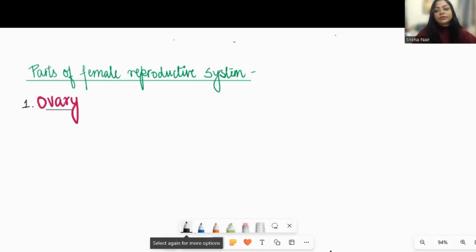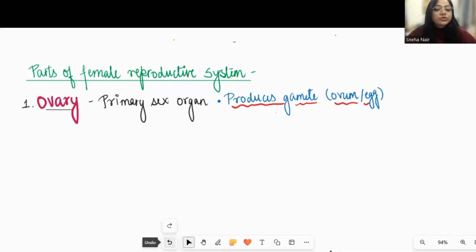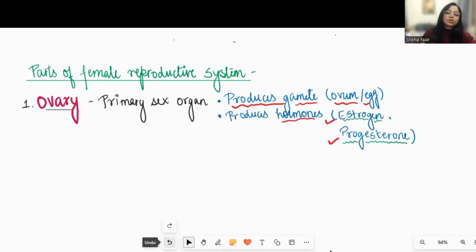So now, first of all, let's discuss ovary. As I mentioned earlier, ovary is the primary sex organ. That means it produces gametes. Gametes, the ovum or the egg cell, are called the gametes. Apart from producing gametes, it also helps in the production of certain hormones like estrogen and progesterone.